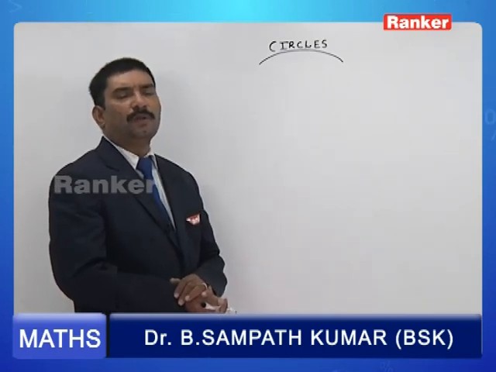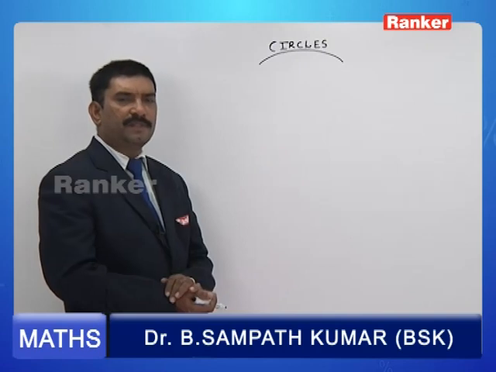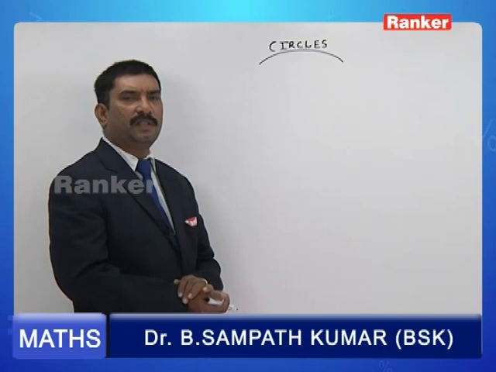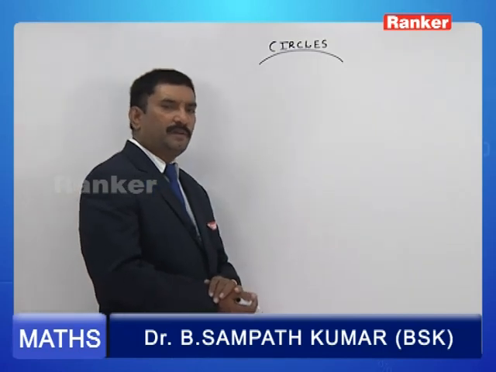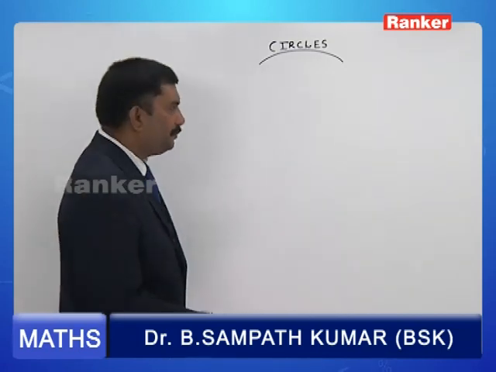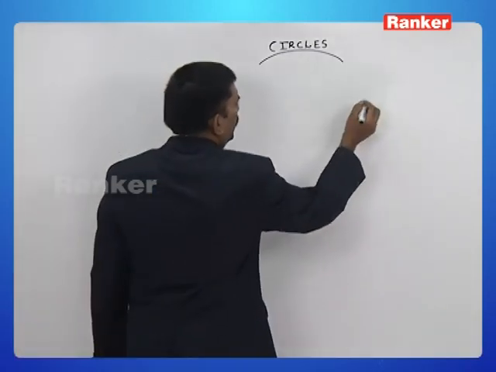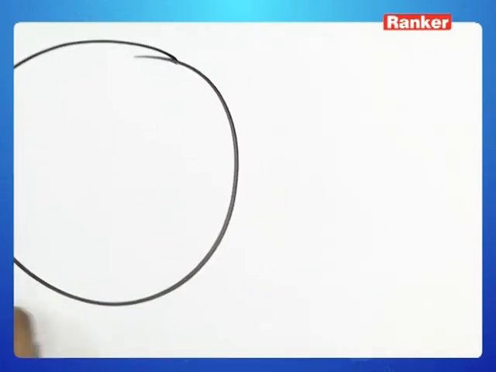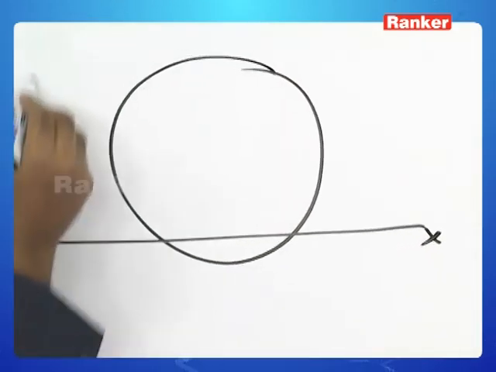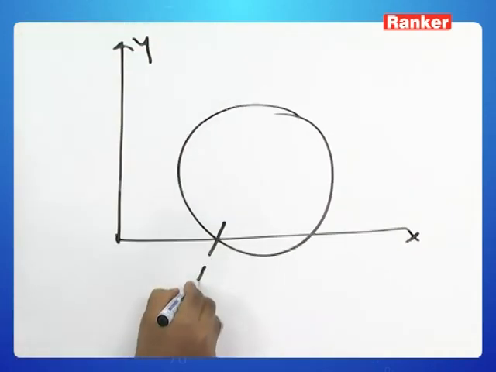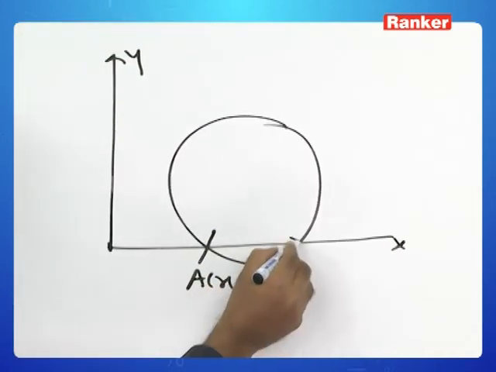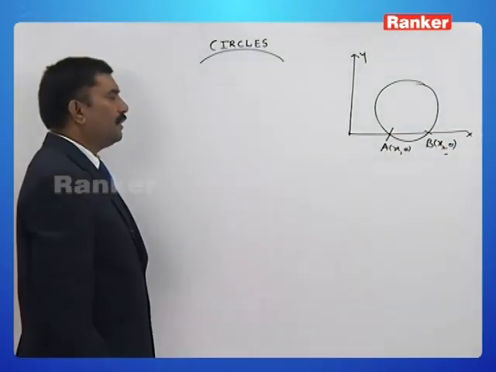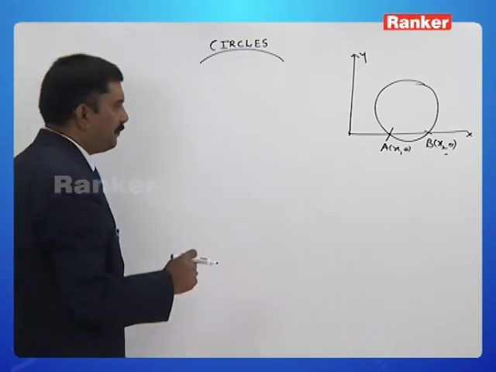Next, let us discuss the position of the circle S = 0 with respect to the coordinate axis. First with respect to the x-axis. Similarly, we can go for the position of the circle S = 0 with respect to the y-axis. Now I take this figure, this is the x-axis, this is the y-axis. Let the circle cut the x-axis in 2 points.